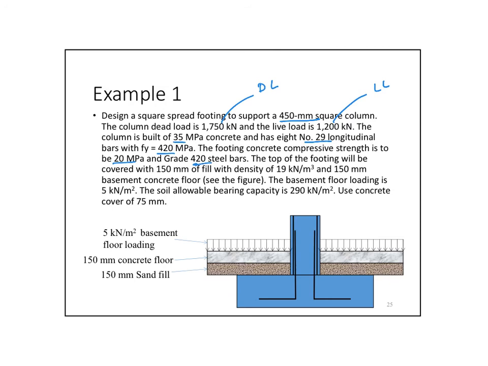And it is covered with 150 millimeters fill, and the fill density equals 19. It's also covered with a slab, 150 millimeters, so this one would be 24 because it's concrete. And then I have live load here equals 5. The allowable bearing capacity is 290 and the concrete cover is 75.